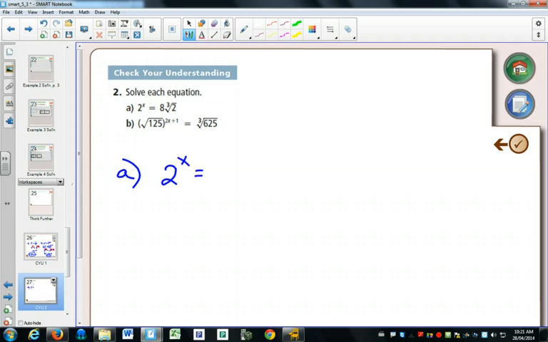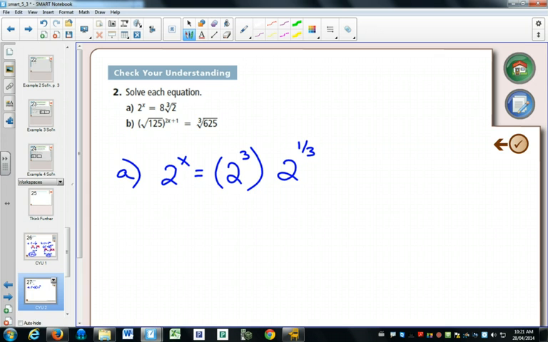I'm going to change the 8 to 2 cubed. And now the thing to remember is, how do you change things like square roots and cube roots to powers? 2 to the 1 over 3. That's a cube root. If it was a square root, you'd do 2 to the 1 over 2. And that'll come up on the next question.